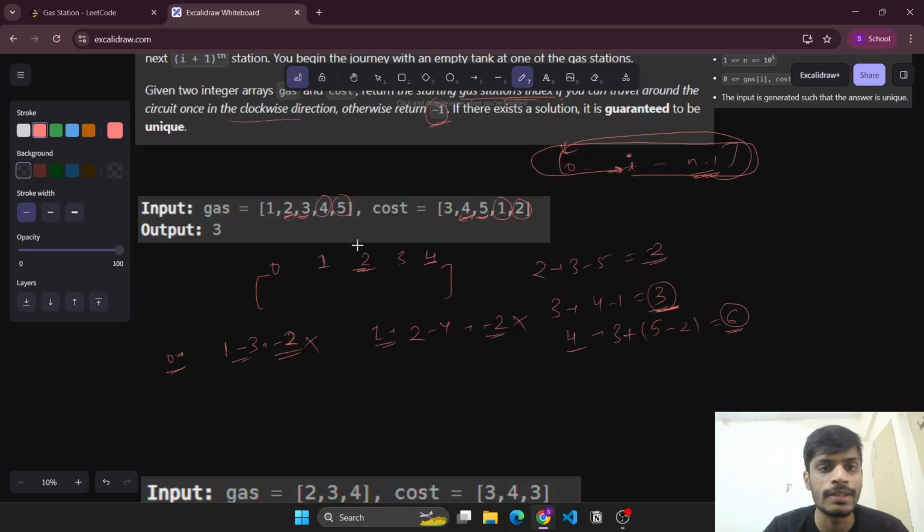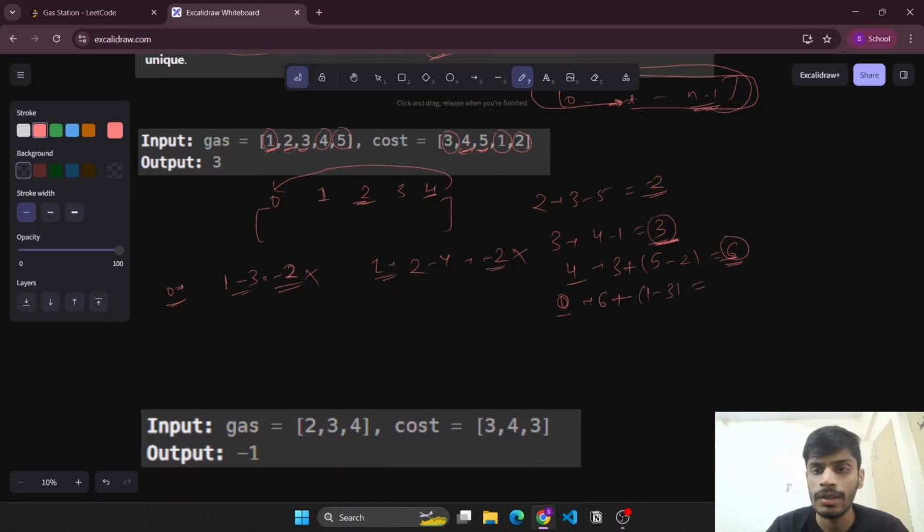Now from 4 we have reached the 0th station. So at 0 we have this 6 extra gas. As we can see, the gas available here is 1 and the cost is 3, so it will be 6 plus 1 minus 3. This is simply 6 minus 2 equals 4. So we reach gas station 1 with extra gas of 4.